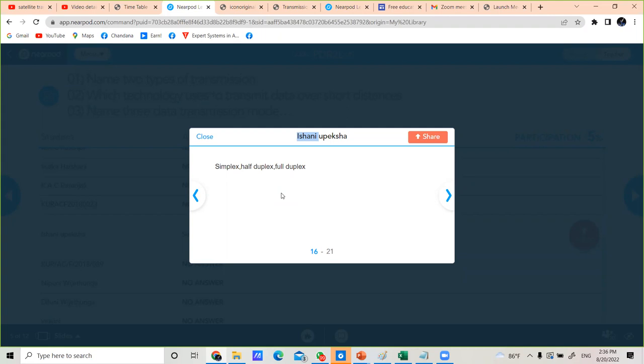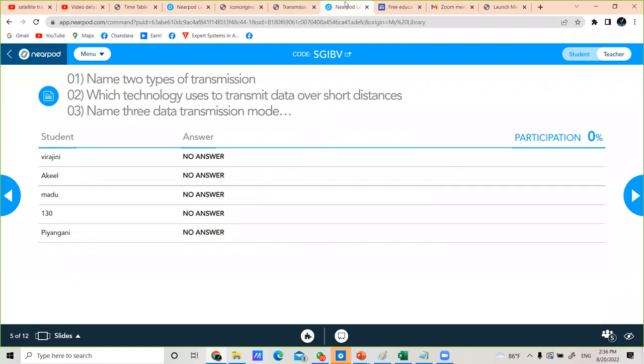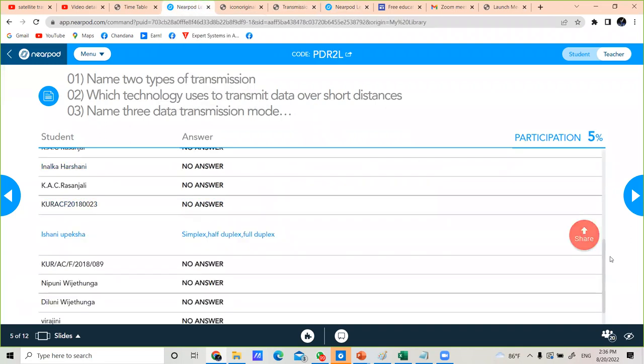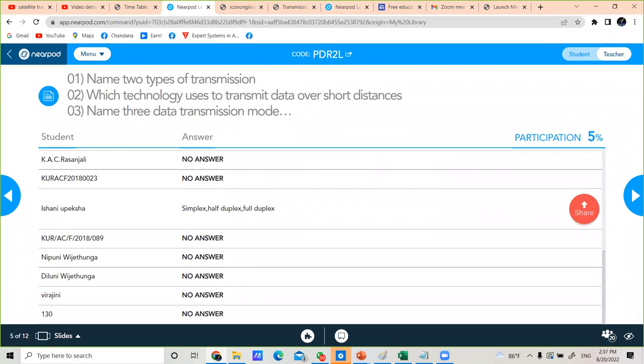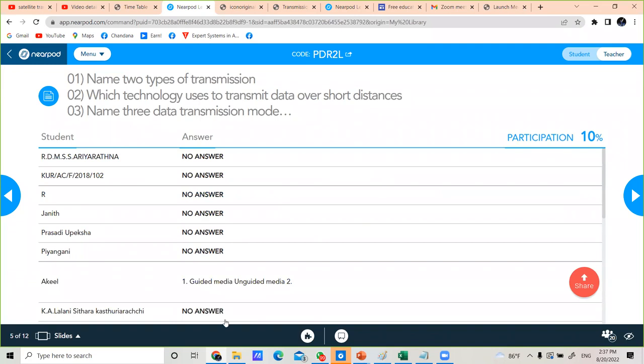Then I don't know the answer for this one. Question number one or two or three, right? Please update your answers again. Ishani, update your answers and submit again. Only one student has submitted. If it is not correct, but however, submitted answer, right? Okay, I'm giving more time.